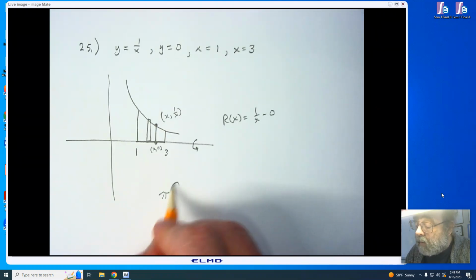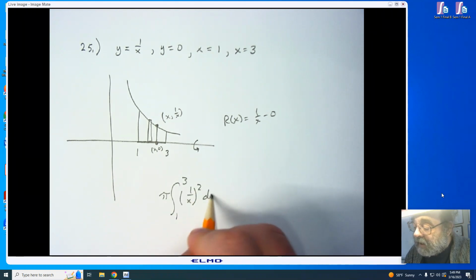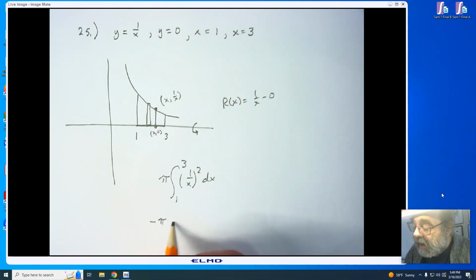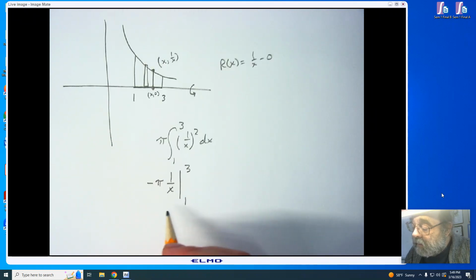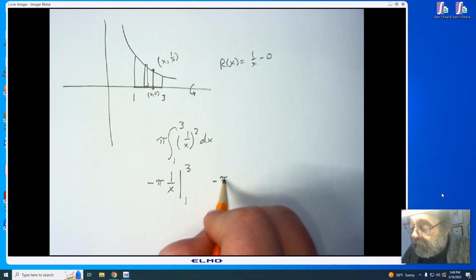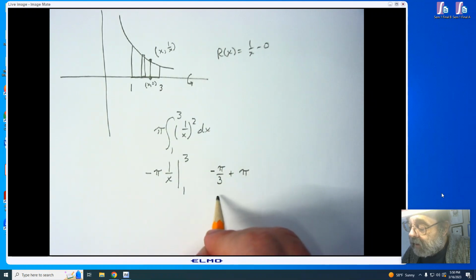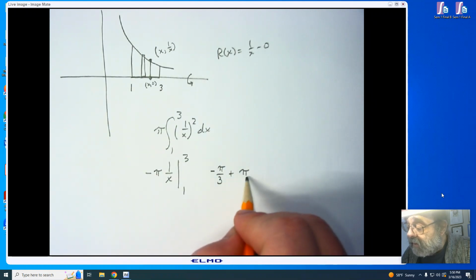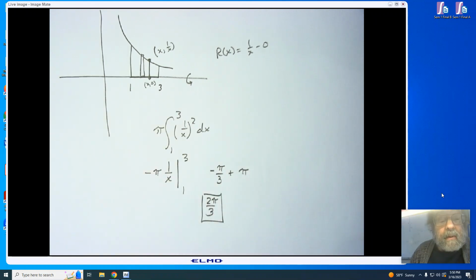So I have pi integration from 1 to 3, 1 over x, the quantity squared dx. This gives me negative pi 1 over x from 1 to 3. That's going to give me negative pi over 3 plus pi. And that would give me 3/3. So I end up with 2 pi over 3 as my answer. So my answer for number 25 is 2 pi over 3.